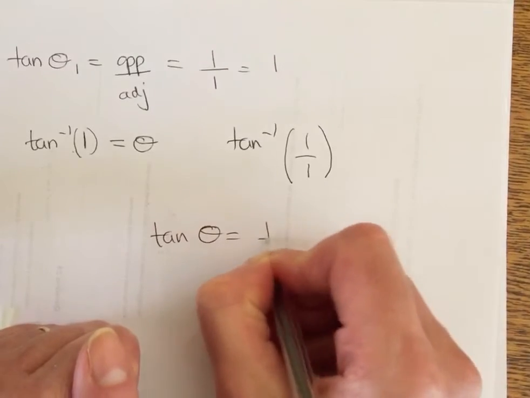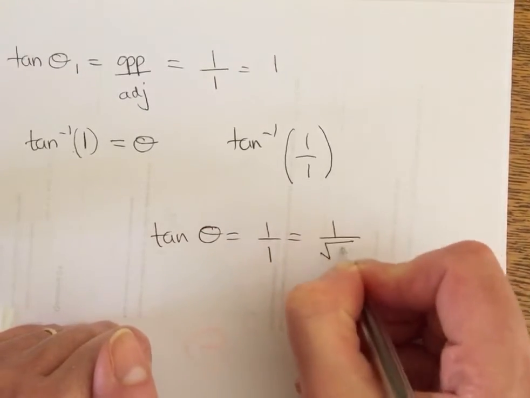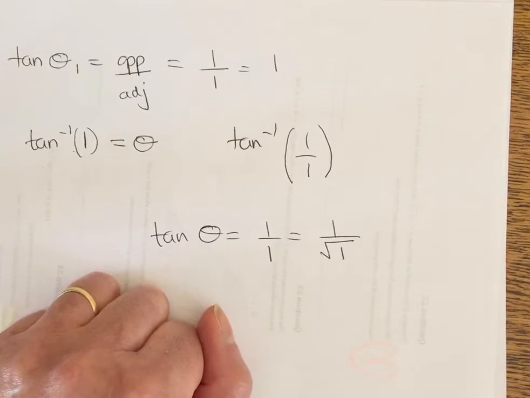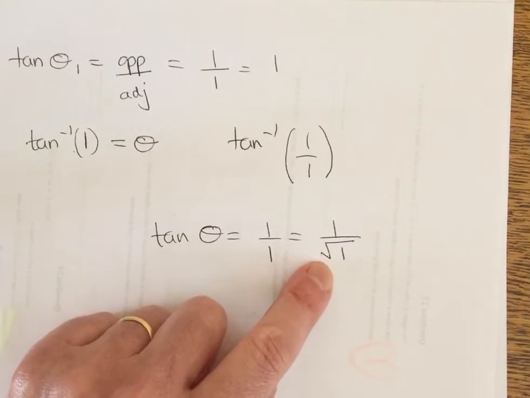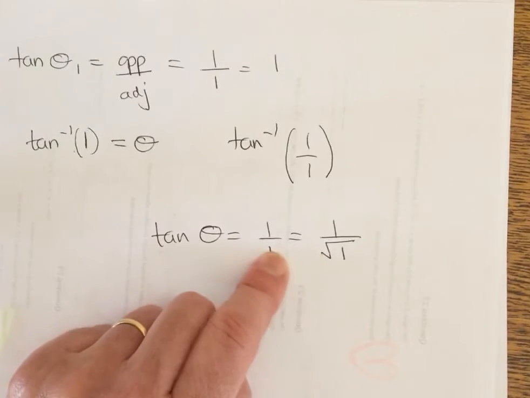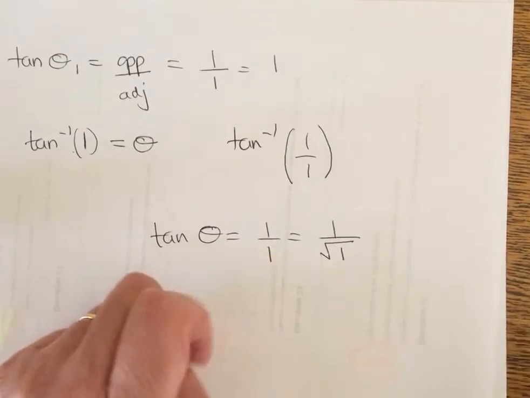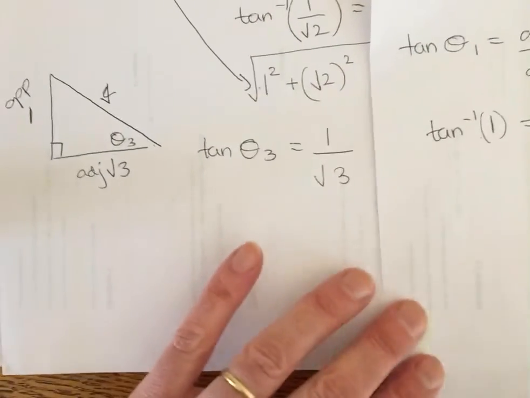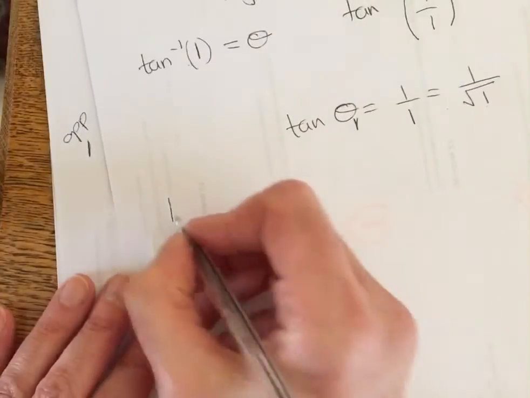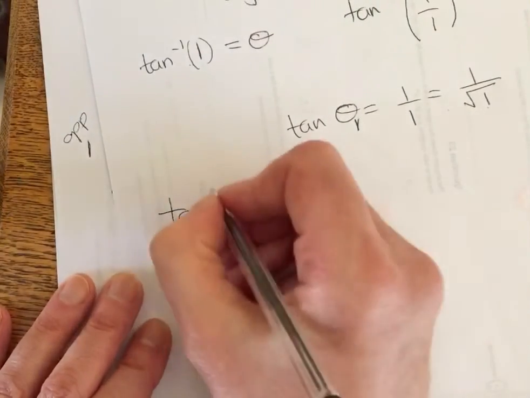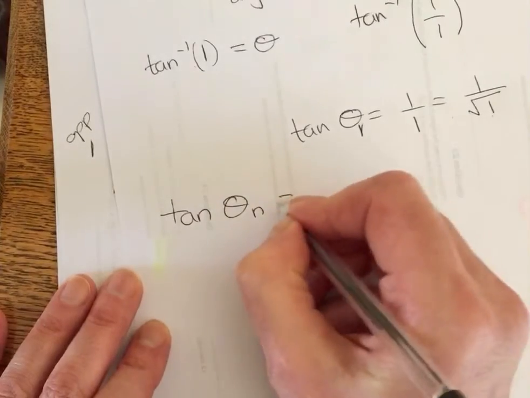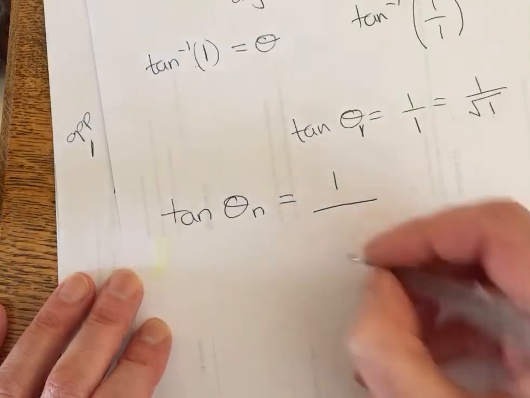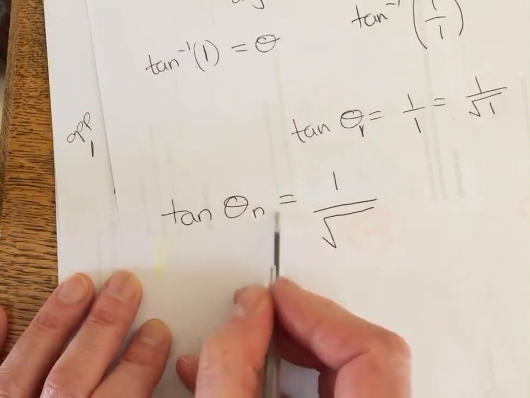Tan theta 1 is 1 over 1. It's also 1 over the square root of 1. What's the square root of 1? Oh, that would be 1. So I could change my formula and that would also be true. It would give me exactly the same answer as that. And now, if I look for a general formula, my tan theta n is going to be, my opposites are always 1. And if we look at those adjacents, they're always the square root of the number of the angle.